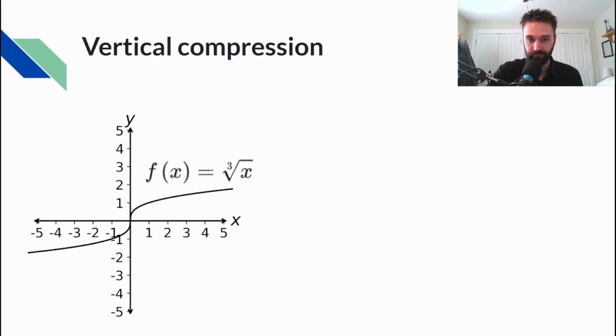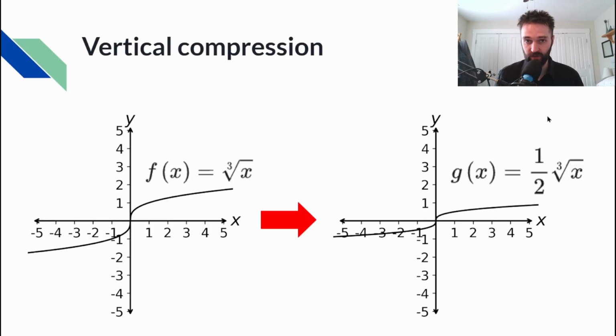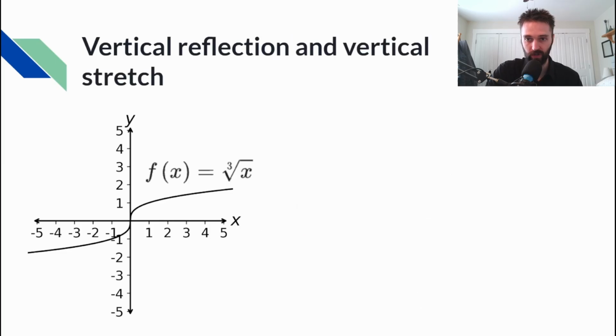For a vertical compression, what we would have would be something like this. This time, the number a is in between 0 and 1. So we have g of x equals 1/2 times the cube root of x. So this is what a vertical compression looks like. This time, instead of stretching the curve up and down, it's being pushed down from both directions. So this curve is being squished down to give us something that looks like this. That's a vertical compression.